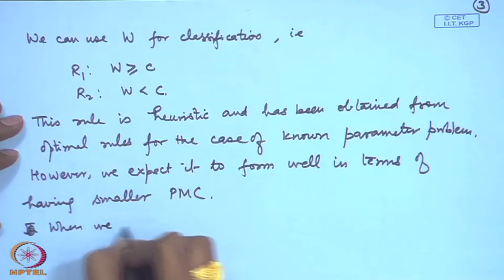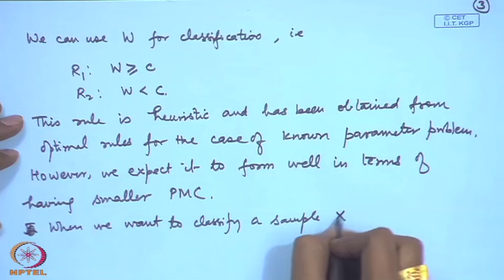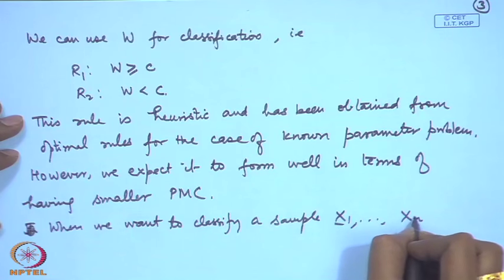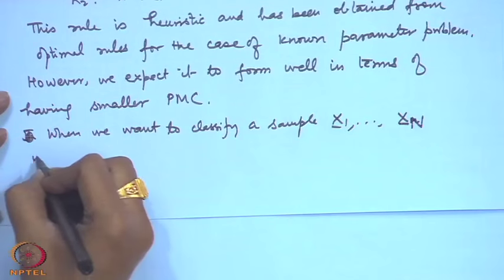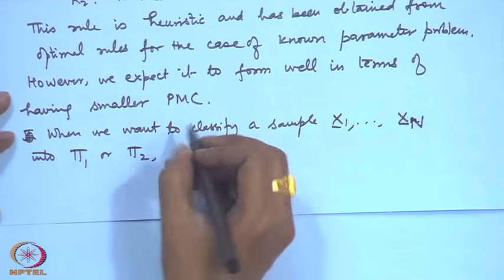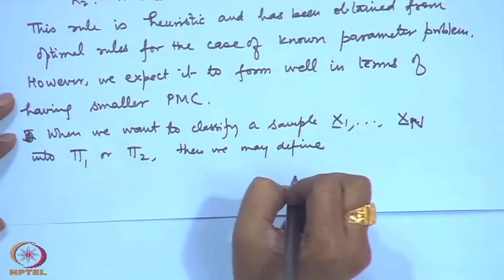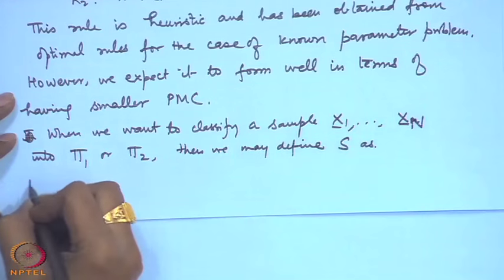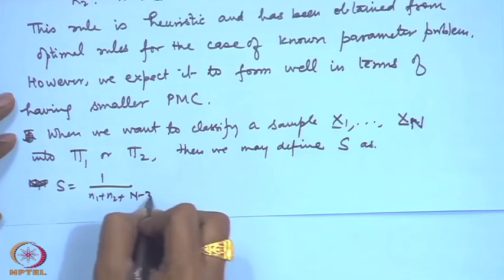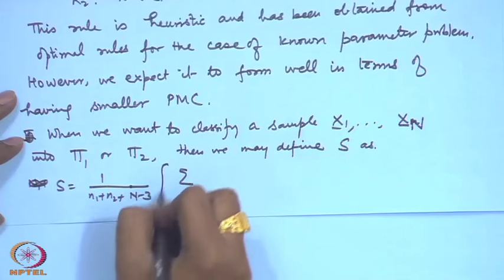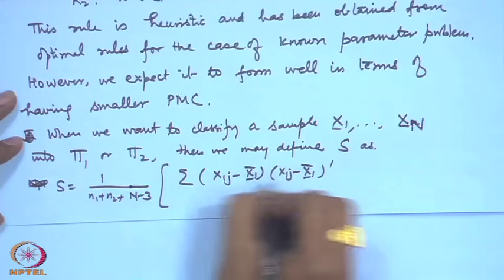When we want to classify a sample, say x1, x2, xn, now let me change this n to capital N just to discriminate, because there I am using small n1, n2. So, suppose we want to classify this sample into pi 1 or pi 2, then we may define S as S is equal to 1 by (n1 plus n2 plus N minus 3) times the sum of (x1j minus x1 bar)(x1j minus x1 bar) transpose, j is equal to 1 to n1.